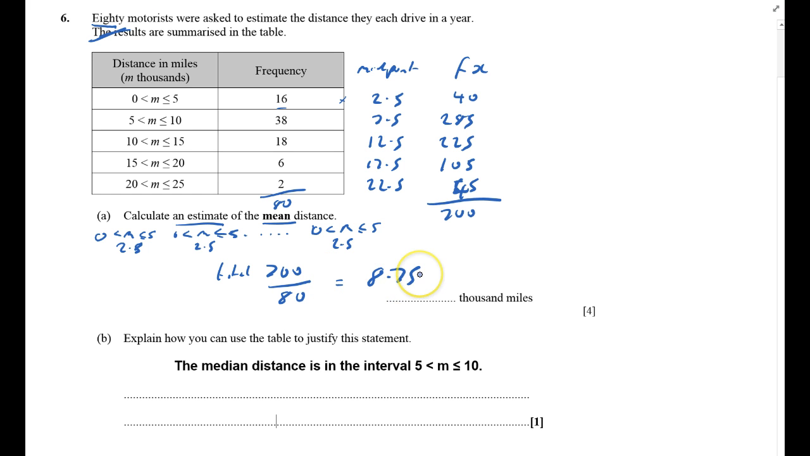Just want to check that it seems reasonable. 8.75 is in this first group, or second group here, towards the end of it, but there's loads of them in that group, and there's very few higher ones, so yes, it does seem reasonable.